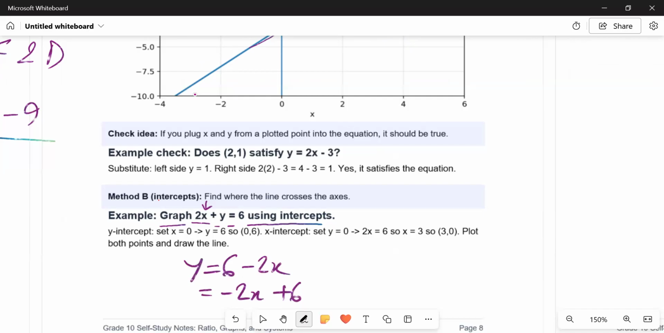Now, if I put the value of x here as 0, this whole term disappears. I am left with plus 6. It means that in the graph, if this is 1, 2, 3, 4, and this is 1, 2, 3, 4, 5, 6, for x equal to 0, y is going to be plus 6. 1, 2, 3, 4, 5, 6. Okay, this.